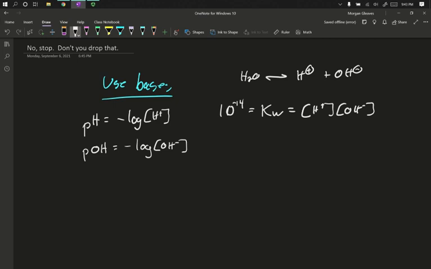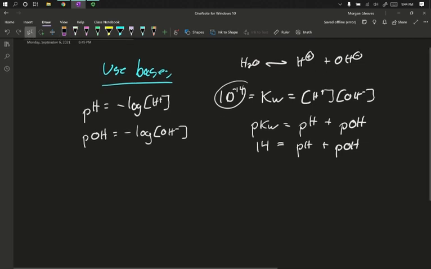A couple of equations for this. We can also say that the pKw is equal to the pH plus the pOH. pKw is, well, 10 to the minus 14, take the negative log, 14. So in water, pKw is going to be 14 at room temp. 14 will equal the pH plus the pOH. So if you know the amount of hydroxide in solution, you can still solve for the pH.